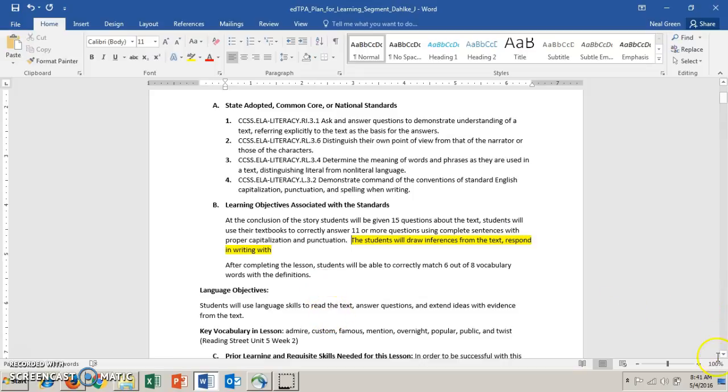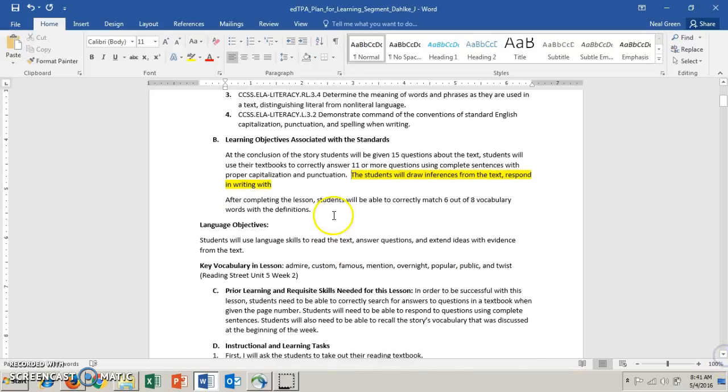Okay, let me go down here to language skills. This is a little bit different than probably what you're used to. Students will use language skills to read the text, answer questions, and extend ideas with evidence from the text. Okay, so that's what you want them to do after the lesson, I assume. All right, and the key vocabulary.